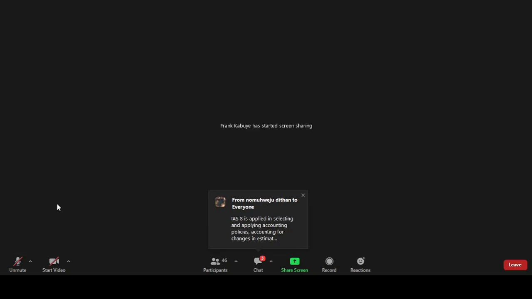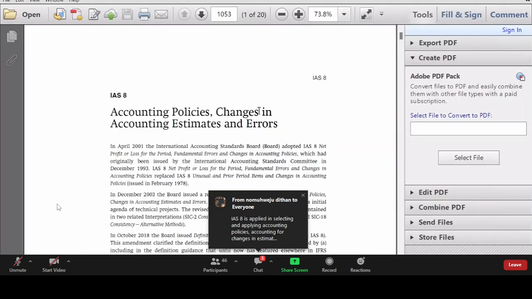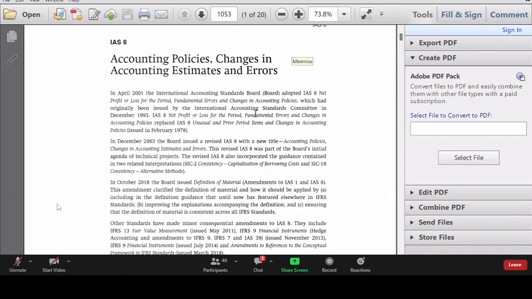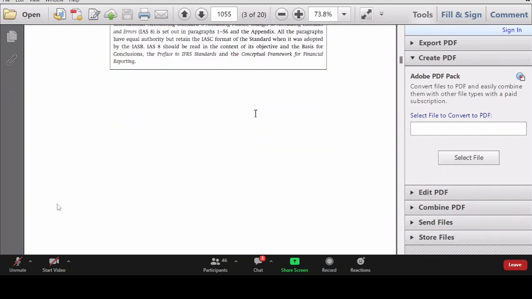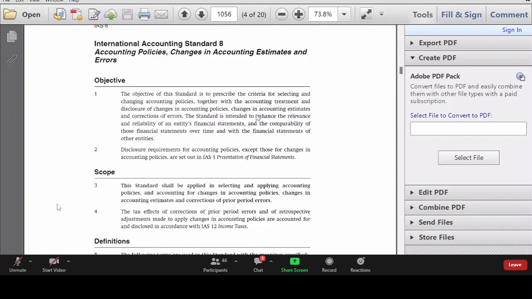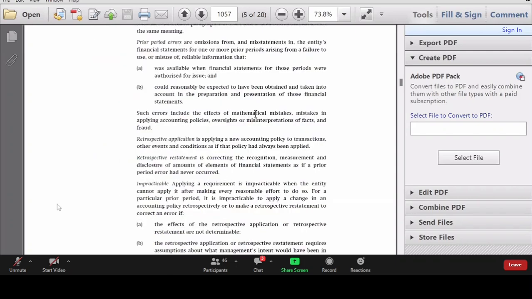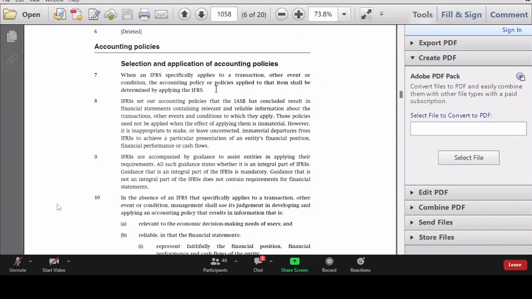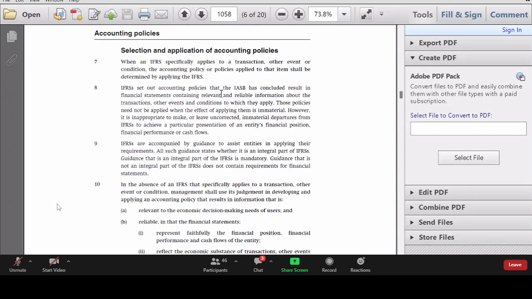Okay. And yes, you go on. IAS 8 prescribes the criteria for selecting and changing accounting policies together with accounting treatment, and when you're disclosing a change in accounting policy and accounting estimate and correction of errors. Basically it looks at which criteria you are going to base on when you're selecting or changing an accounting policy, how you're going to treat your errors, and how you're going to base on to make an accounting estimate. So that's what IAS 8 is all about.